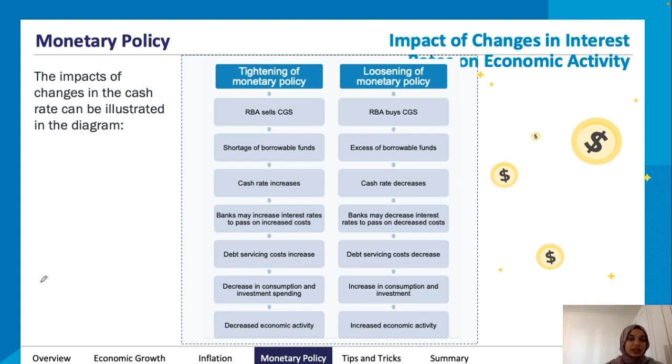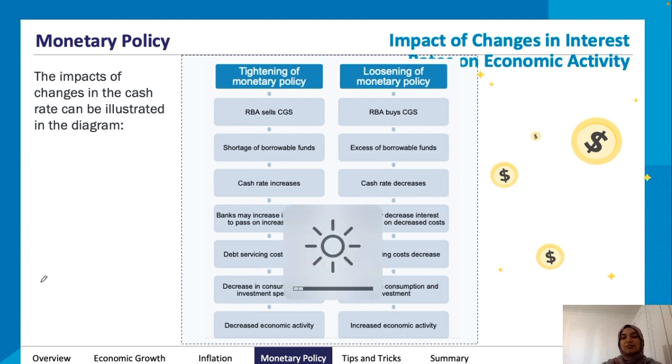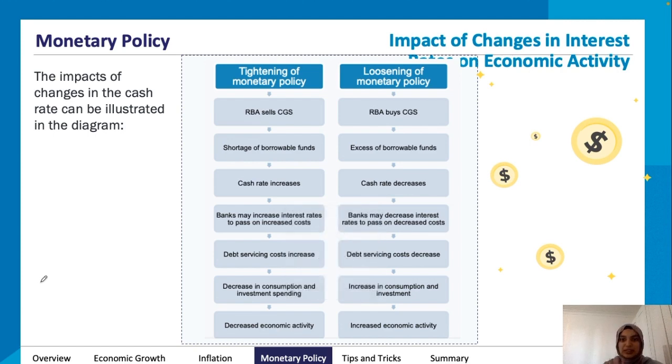Then they will increase the cash rate, which again is not directly related to the interest rate yet, right? There are also a few steps in between. Banks may increase the interest rates if they wish to pass on the increased costs. They don't have to, but they can. They can choose to, but they don't have to. Again, I'm drilling the same concept. I know I sound like a broken record, but I really want you to understand this fully.